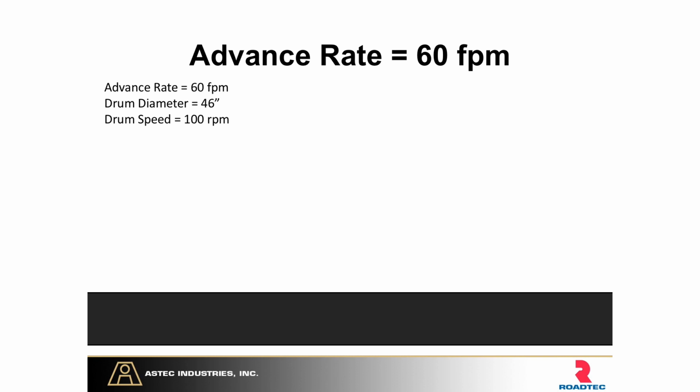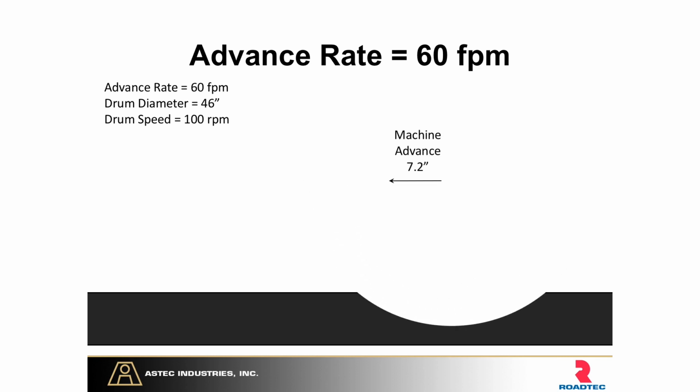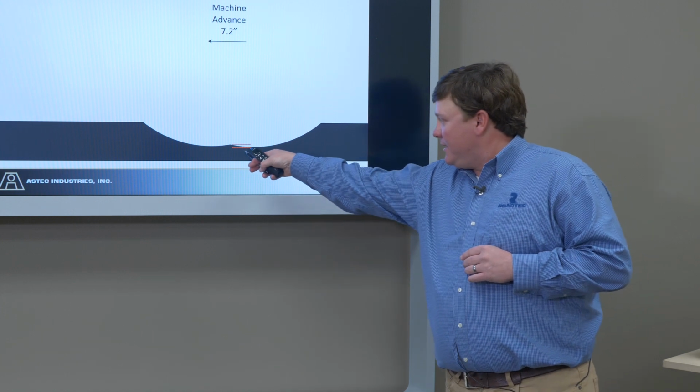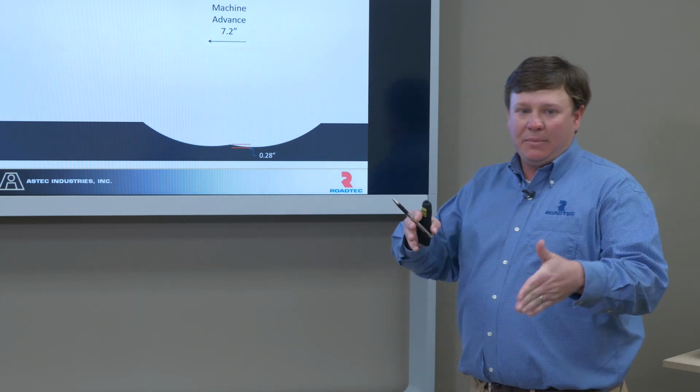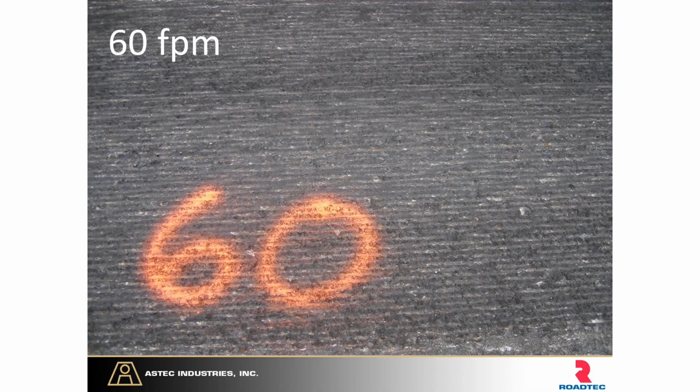So now let's move up to 60 feet per minute. Again, all we're changing is the machine's forward speed. So that same tooth, once it comes back around at this speed, the machine's traveled 7.2 inches. And now we leave over a 1/4 inch of material behind. And the chevron pattern is caused by these pieces of residual material that line up, and they create that V. Now you start to see breaks in the lines.